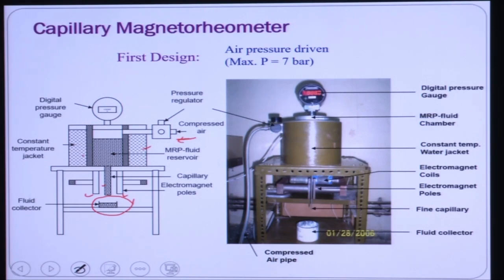Okay. So this is the electromagnet here. This is the core material of this electromagnet. In front of the core material, two flat plates are fixed, and this is the capillary here, and this is the container to collect the MR fluid just below the capillary.